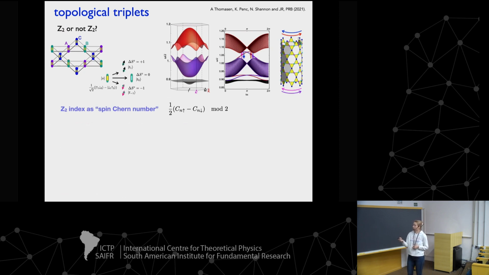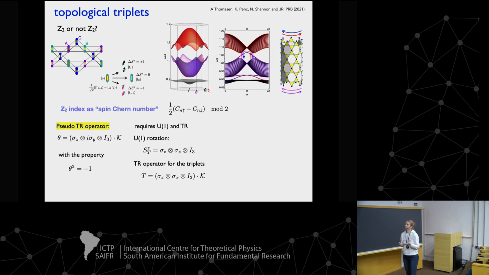Here, what you see is the three usual Kagome bands, and all three of them are threefold degenerate with the triplet flavors. As soon as we have Dzyaloshinskii-Moriya interaction, only two of them will be degenerate, the Sz plus one and Sz minus one triplets that are time reversal partners, and they have opposite Chern numbers, so they give this finite spin Chern number. What we wanted to see is what the pseudo time reversal operator is that squares to minus 1 and can protect the Z2 topology. As it turns out, this requires a U(1) symmetry in the system.